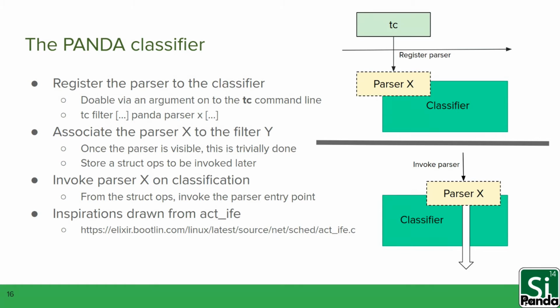We then invoke parser X to do classification. So on a received packet, it goes to TC. We call the parser, that invokes the PANDA parser, extracts the metadata, and then we can use that metadata as part of the classification rules in TC. A lot of this came from the ActIF scheduler code.